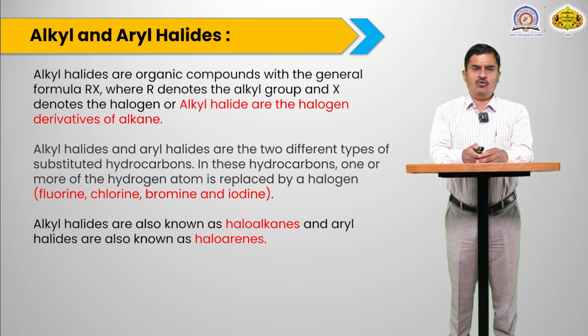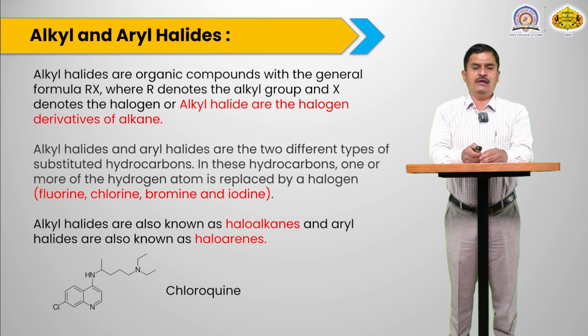The R group may be aromatic or aliphatic. If the R group is aliphatic, then the name of the compound is haloalkane. And if the halogen is bonded to an aromatic ring, then the name of that compound is haloarene. That is, the halogen atom is attached to an aliphatic chain or to an aromatic hydrocarbon, so the compound is called a haloalkane or a haloarene.